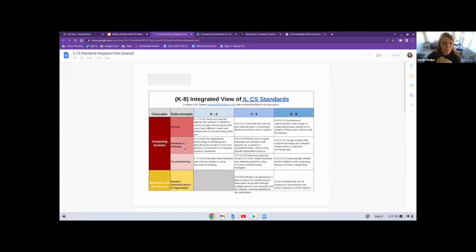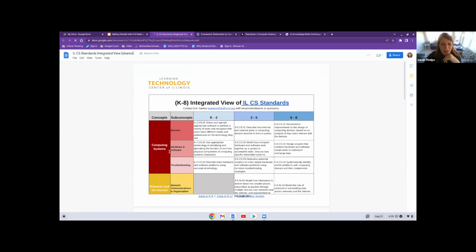We have this integrated view, okay? So he took all of these standards, and this was inspired by something similar the CSTA had. And you can see, instead of having all of K-2 and then having all of 3-5, you can use this view to be able to see, okay, what am I going to do? But then how does that look different from what 3.5 is going to do? And then how does that look different from 3.8?